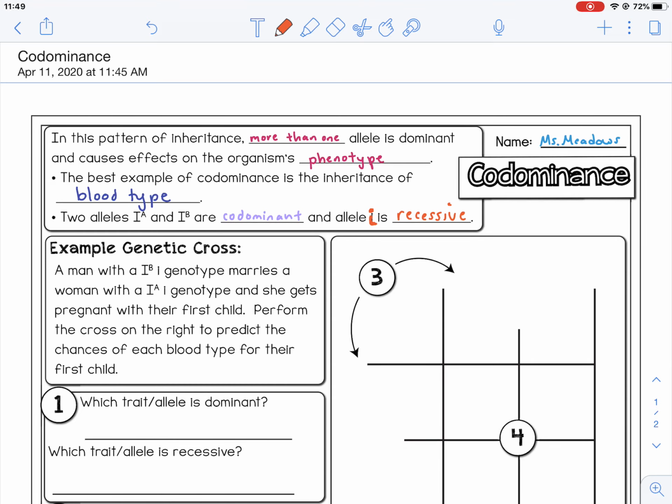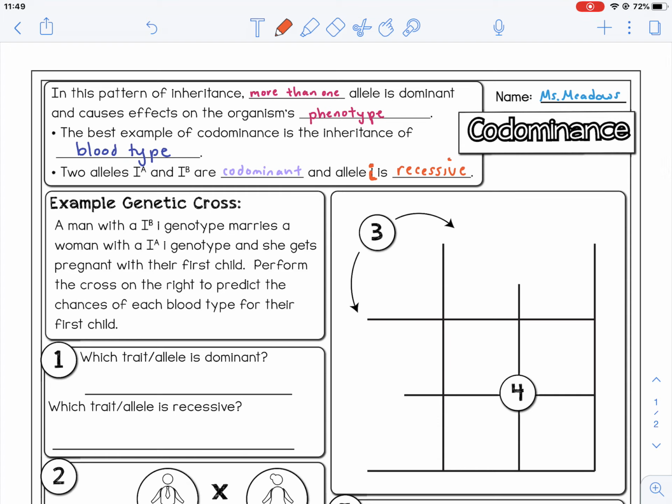So we're going to do an example here. We have a man with an IB little i genotype. Remember, this is a little i. Who marries a woman with an IA little i genotype. And she gets pregnant with their first child. We're going to perform the cross. So we're going to make the Punnett square on the right to predict the chances of each blood type for their first child.